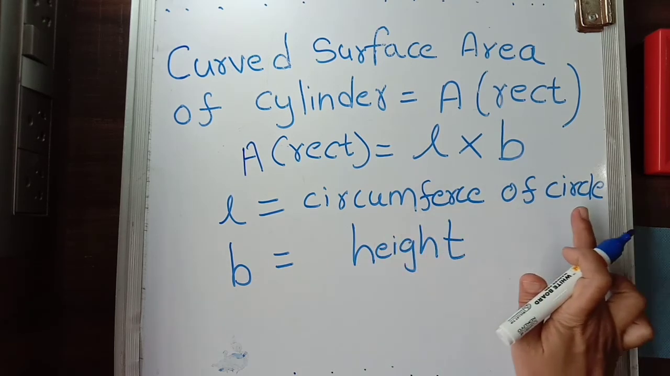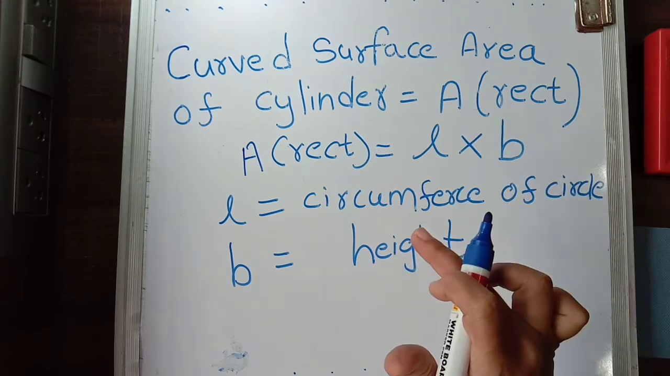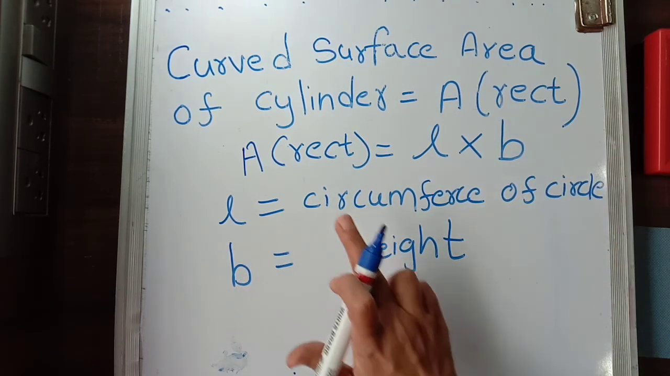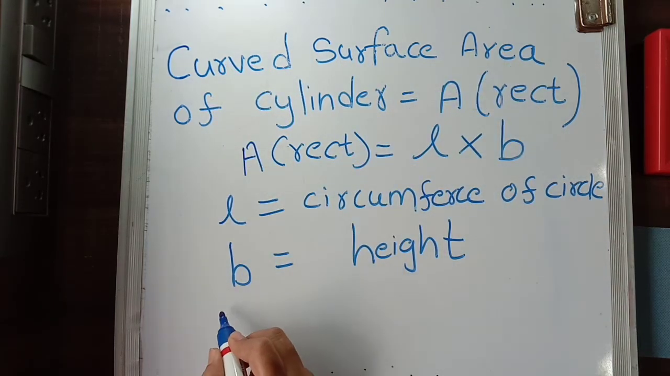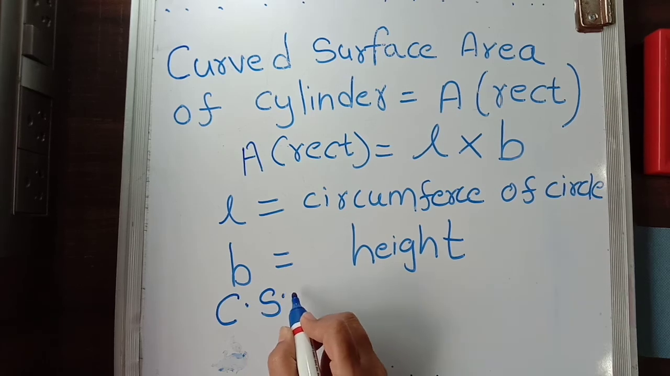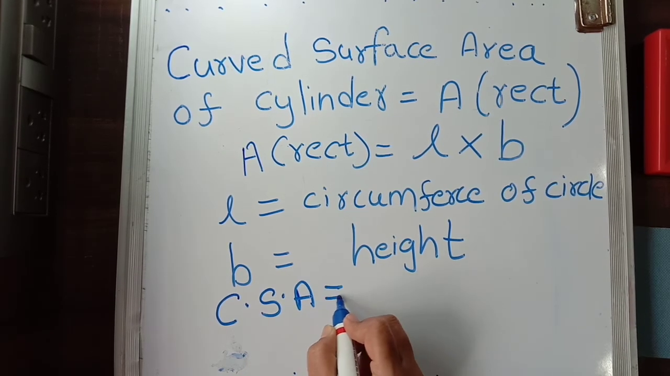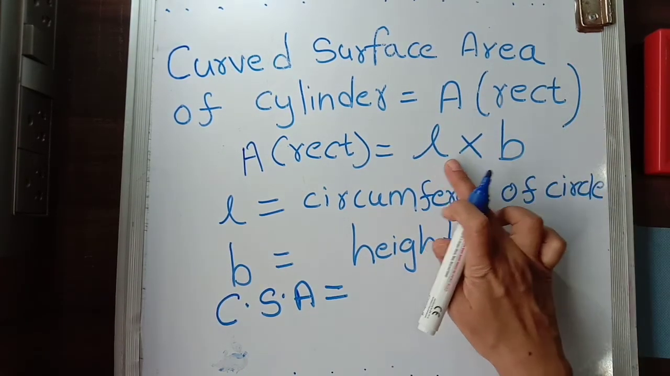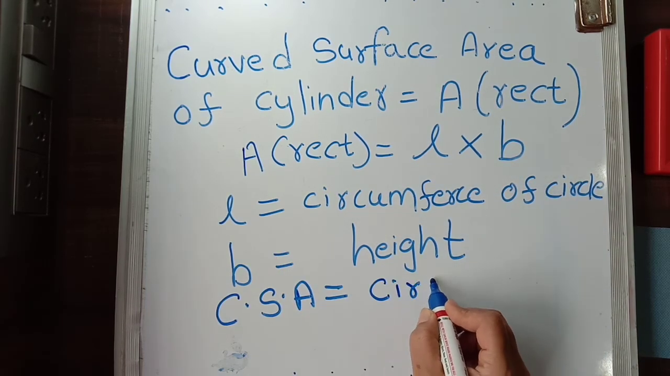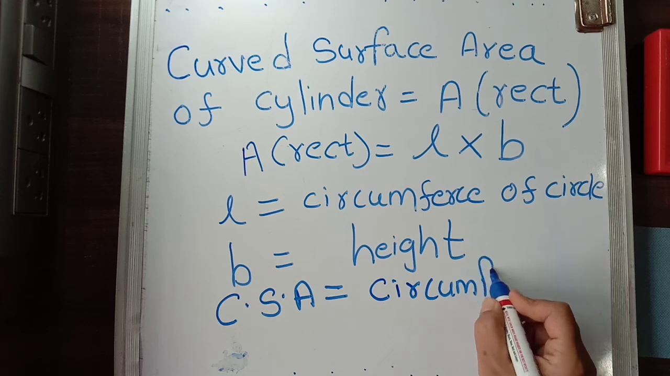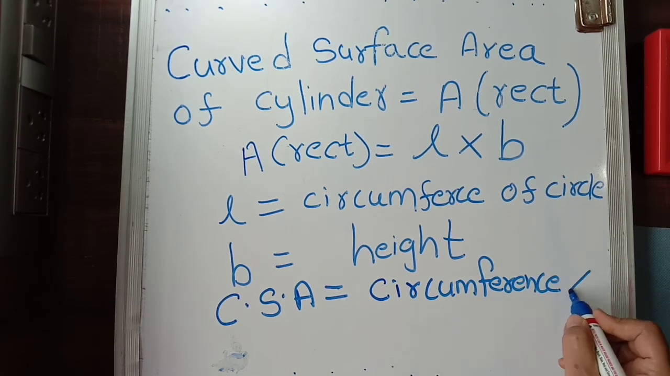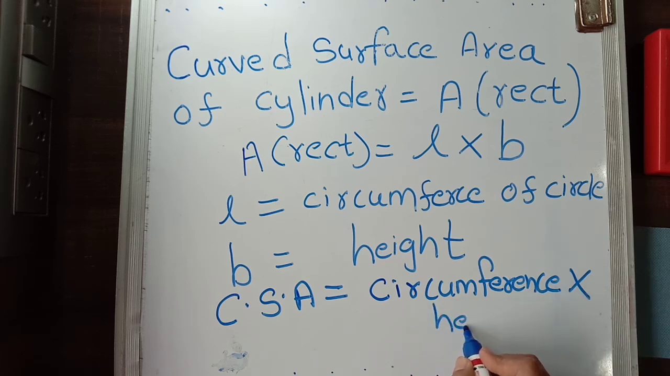So the circumference of the circle which is present on the top of the cylinder is nothing but the length and the breadth is the height. So if I write the curved surface area of a cylinder, what is it? It is the area of the rectangle, which is length into breadth. That means it is equal to circumference multiplied by height.